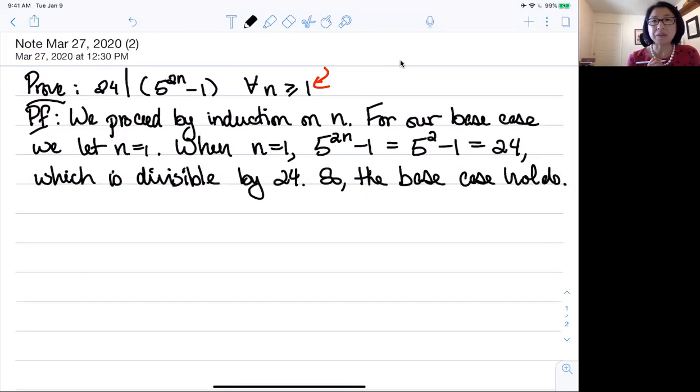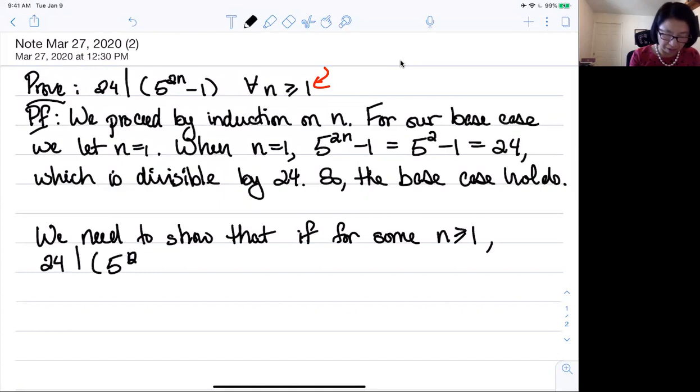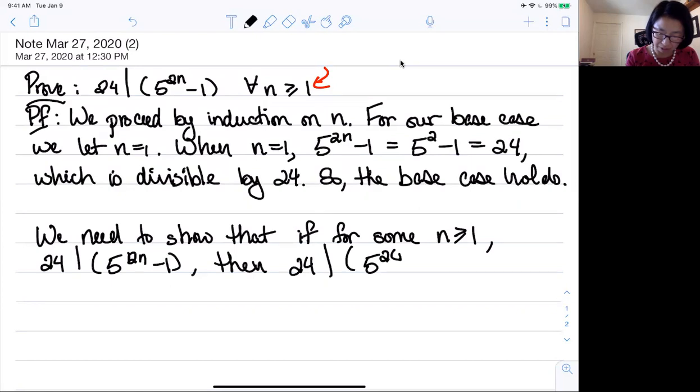Okay, so now we have to do the induction step. So we'll say that we need to show that if for some n greater than or equal to 1, we know that 24 divides 5 to the 2n minus 1, then 24 is also going to have to divide 5 to the 2n plus 1 minus 1.